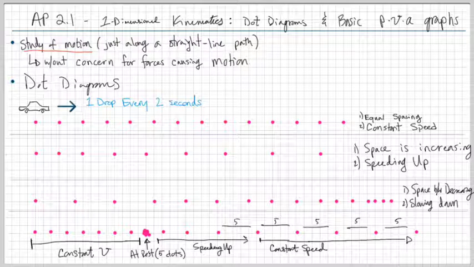So each dot diagram, each single physical scenario, can have its own position versus time graph, velocity versus time graph, and an acceleration versus time graph, all describing the same physical scenario. So we should be able to produce any of those from the other. And we will have practice with that.